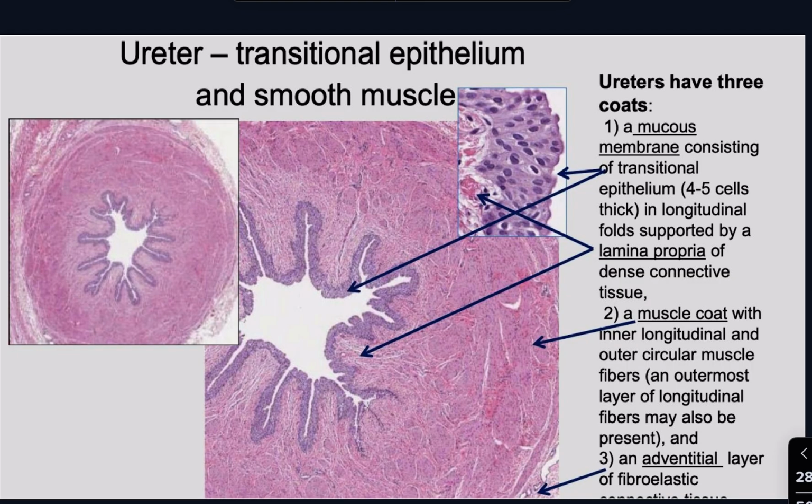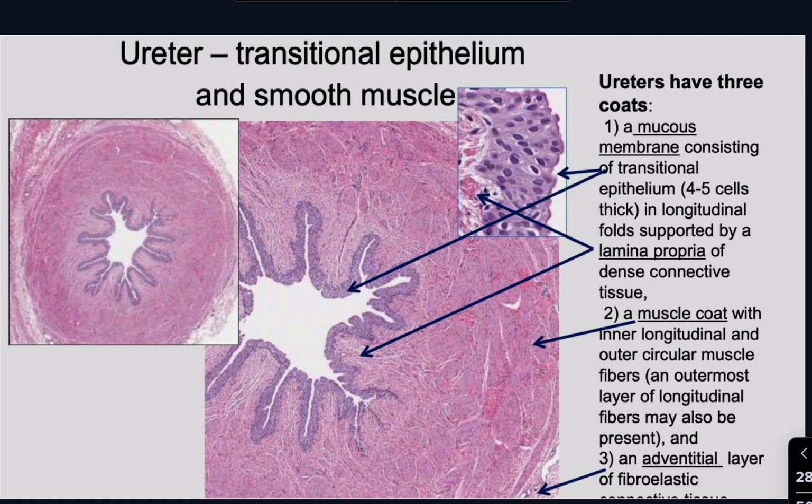So again, the ureters will have those three coats: the mucous membrane, consisting of the transitional epithelium, usually about 4 to 5 cells thick, in longitudinal folds that are going to be supported by a lamina propria of dense connective tissue. And we can see that if we zoom in a little bit over here, we can see these transitional epithelia. They're kind of dome-shaped up here. And then they're going to have the lamina propria directly underlying it, that dense connective tissue.